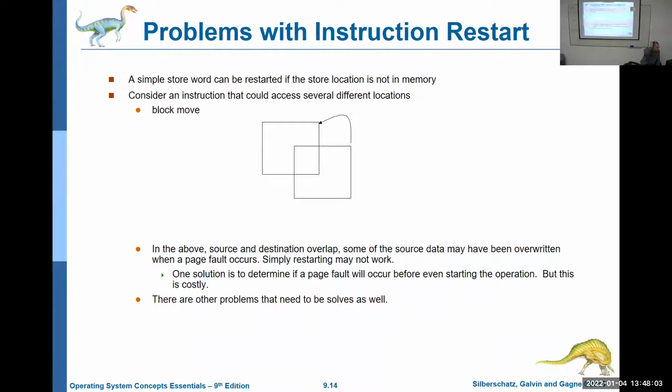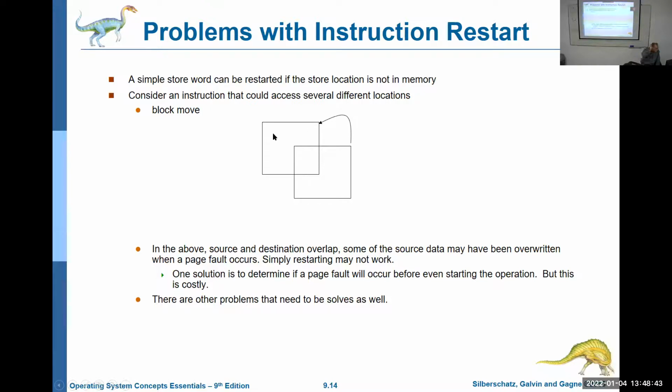Now we're talking about problems with instruction restart. Consider a function. Remember I said you could have a copy word to word. You could also have another function in your assembly. Imagine an assembly language command that was copy this array of 1,000 bytes to this array of 1,000 bytes, or this array of 1,000,000 bytes to this array. So here, I'm jumping to point 2. I guess I'll go back to point 1. Consider an instruction that could access several different locations, like a block move. In other words, copy this huge array to here.